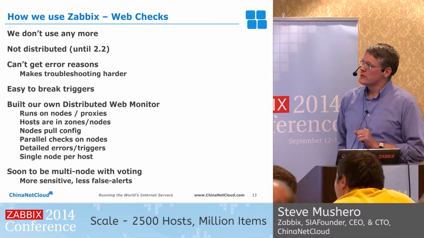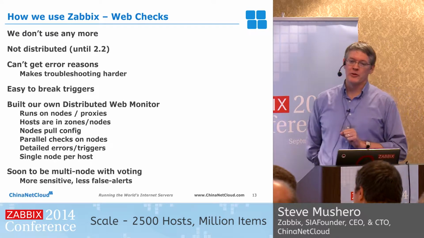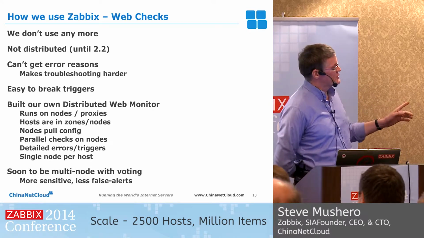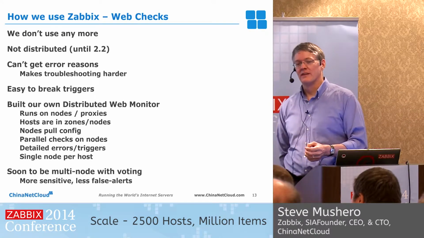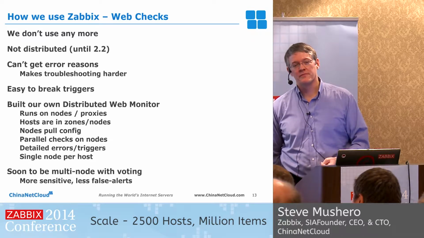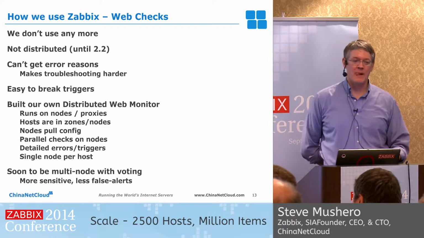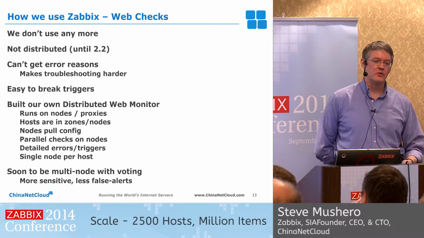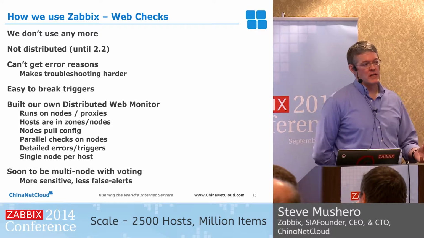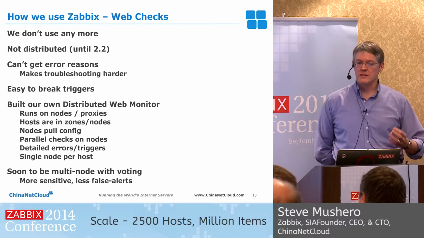We also have a distributed web monitor that I'll talk about. We don't use the Zabbix web checks at the moment. We used to. I'm glad to see there's new features coming. The killer feature we need is the reason why it fails. Right now, I can't get that. And it's not in the database in a useful way. So I can't tell if I have a DNS failure or a timeout or a status code failure.